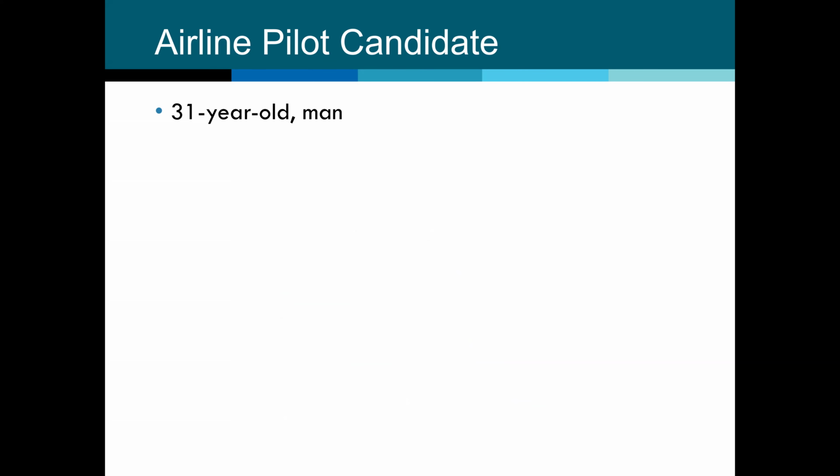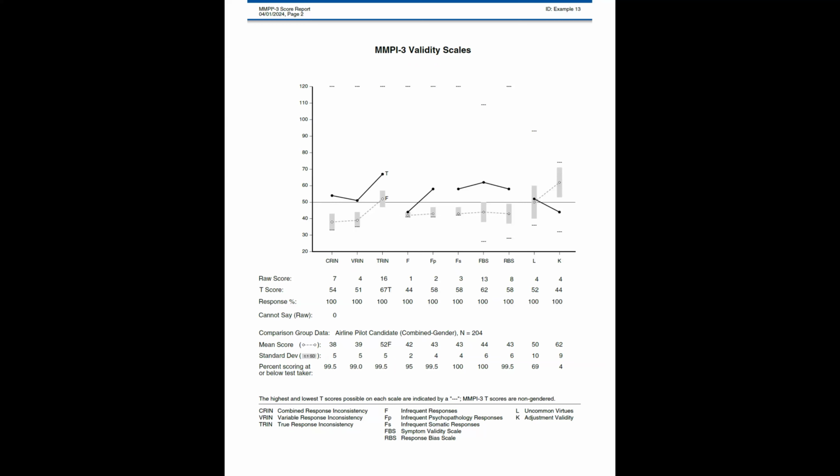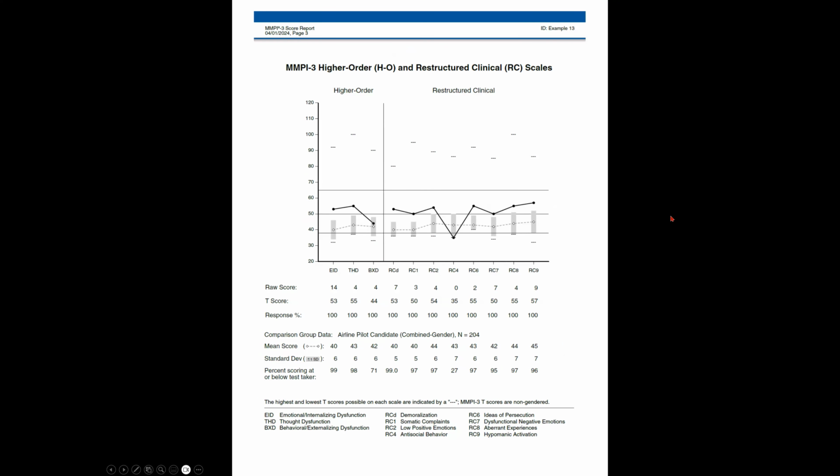Here is another example of an airline pilot candidate, a 31-year-old male. Now, here we are seeing some deviations from what we would expect to find in airline pilot candidates. Not at all common to see a score this high on the TRIN scale, some inconsistent responding in the true direction at the 99.5th percentile here. Also more inconsistent responding than we typically see. Doesn't invalidate the protocol, but it would certainly raise the question of why this individual wasn't being more careful in the context of a pre-employment evaluation.